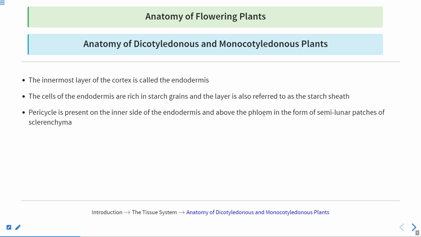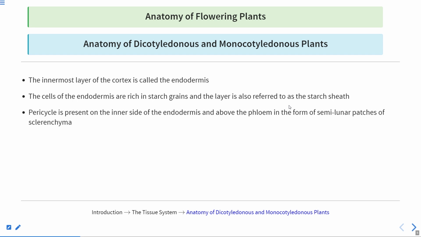The pericycle is present on the inner side of the endodermis. So where is this pericycle present? Just below the endodermis, towards the inside, there is the pericycle layer, and above the phloem it is in the form of semi-lunar patches of sclerenchyma. So this pericycle is made up of sclerenchyma, and it is very important. It is present above the phloem cells, and you can see the semi-lunar patches, made up of 4 to 5 layers of cells.